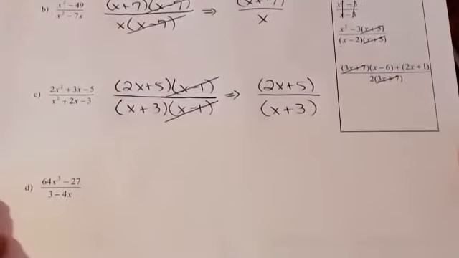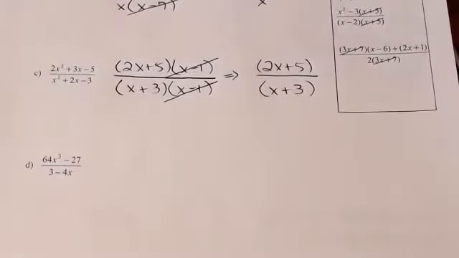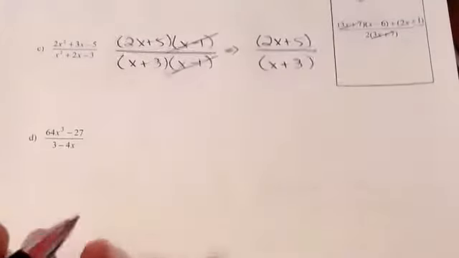Last one on this page, part D. For part D, notice my numerator is 64x to the 3rd minus 27. This is our favorite, right? This is our difference of 2 cubes. I hope that at this point that formula is kind of embedded in your minds, just so that you have it somewhere on this sheet. I'm going to write the formula right below.